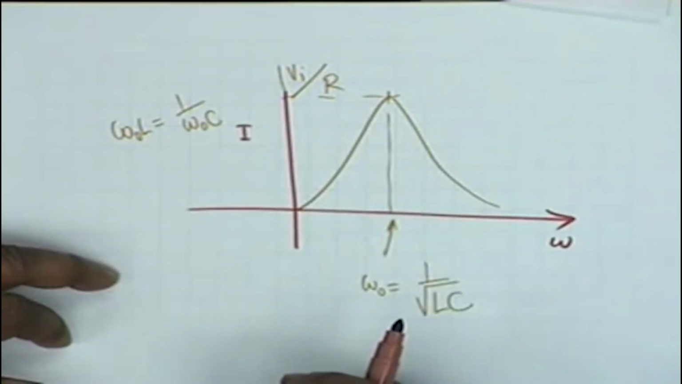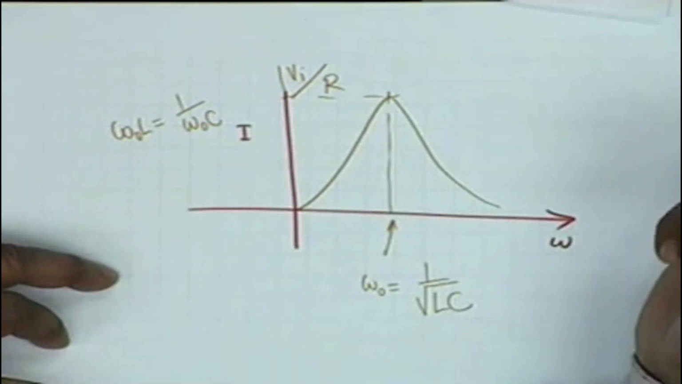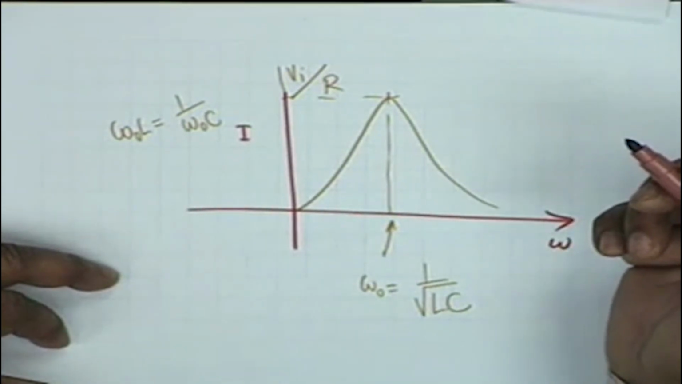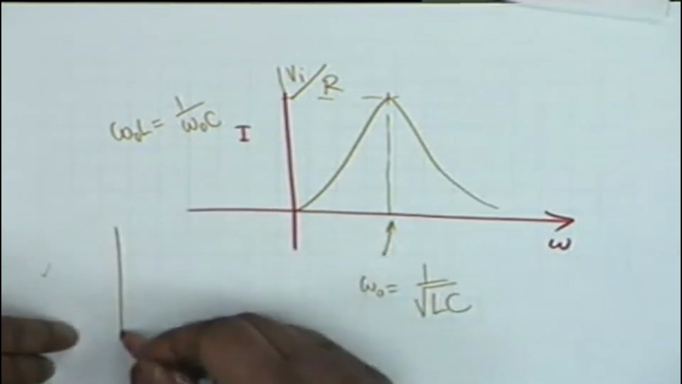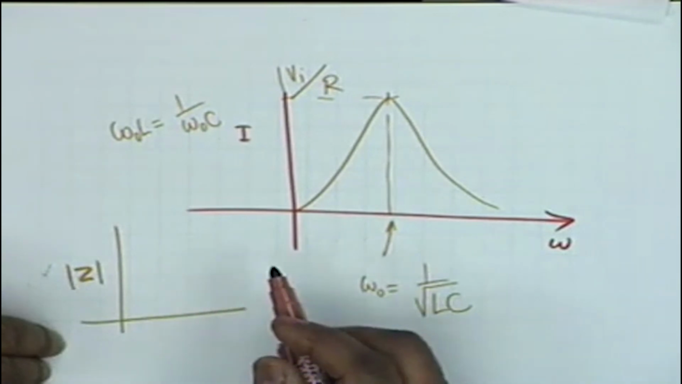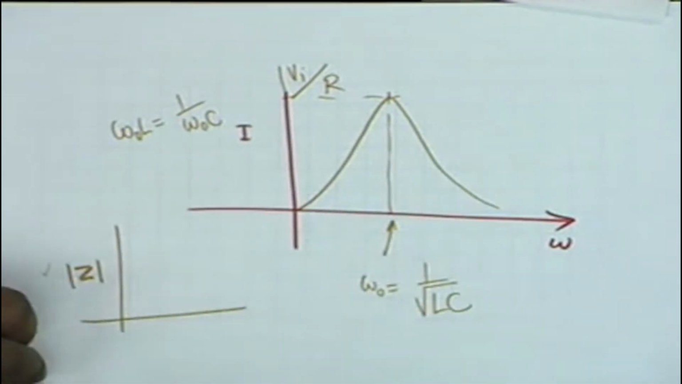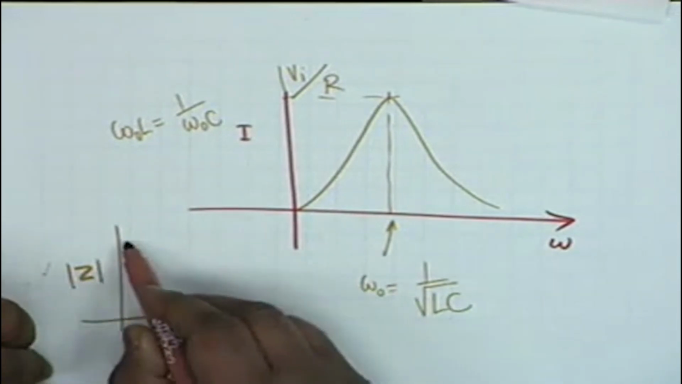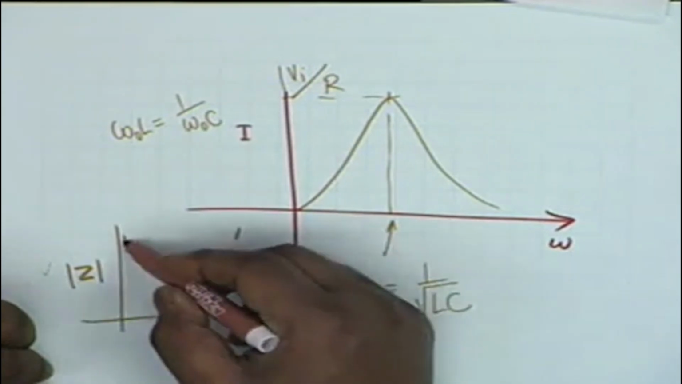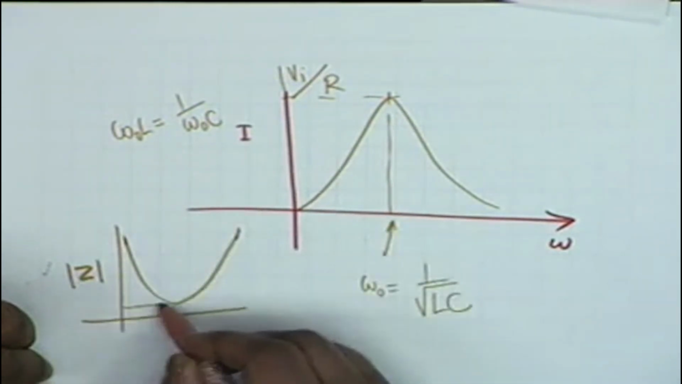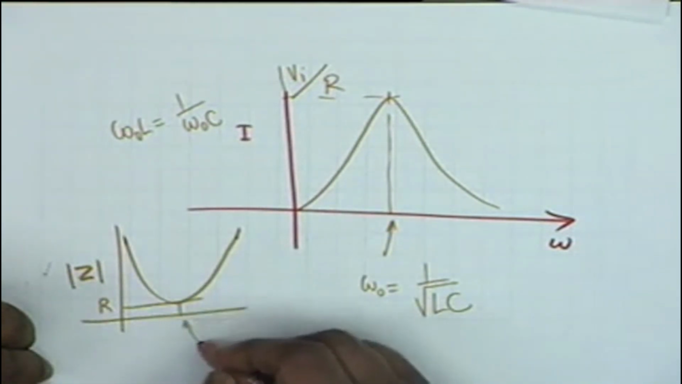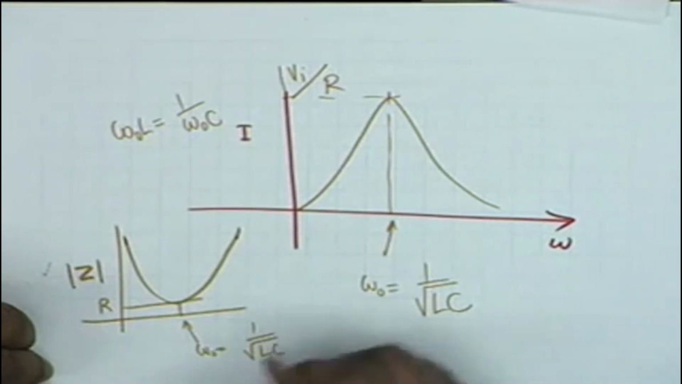All right. Now this is obviously a reflection of the fact that the impedance of the RLC circuit, if you plot the magnitude of the impedance, goes through a maximum or minimum? Minimum. It is infinitely large at DC, infinitely large at infinite frequency, and in between it goes through a minimum where the value is capital R. And this happens at the frequency 1 by square root of LC.